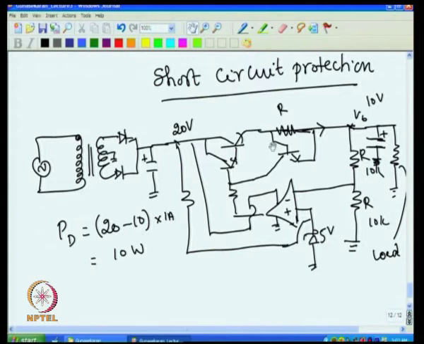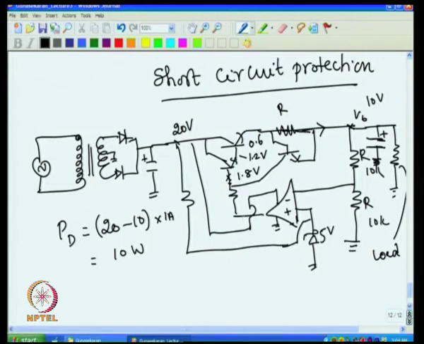So, eventually this point will sit at 0.6, this will sit at 1.2, this will sit at 1.8. So, in the actual case this will go to 0.6, this will go to 1.2 volt, and this point will go to 1.8 volt. So, once the short occurs, the voltage at this point goes to 1.8 volt and this sits at 0.8.